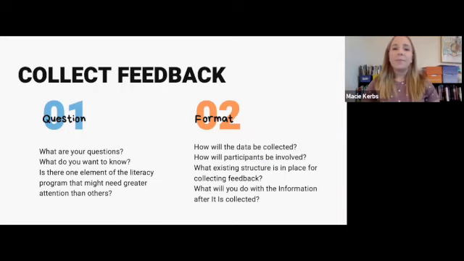So the next step is collecting feedback, and that's really what this needs assessment is about. So the first thing we have to figure out is what is my question? What do I want to know? And then how am I going to present that information? And so there's a couple ways we can do this.